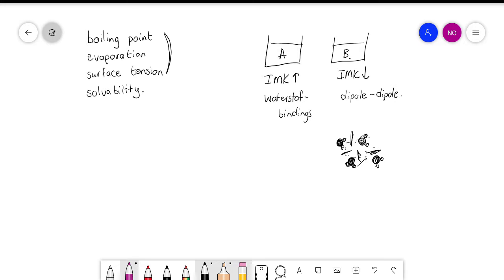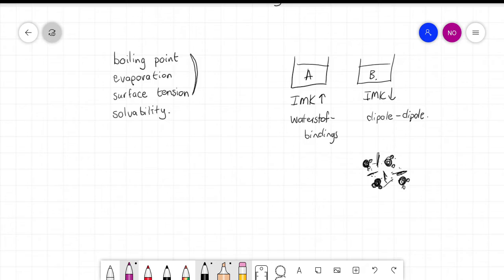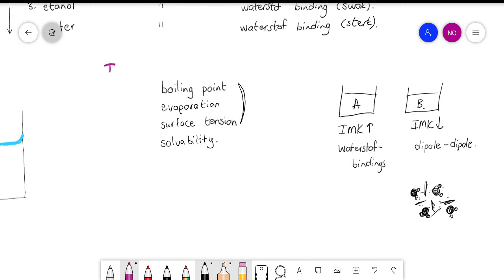So let's quickly recap those three. The stronger the intermolecular forces, the higher the boiling point, the lower the evaporation, and the stronger the surface tension. So let's say intermolecular forces are increasing. What will happen to the boiling point? It will also go higher. What will happen to the evaporation? It will be lower. What will happen to the surface tension? It will become stronger.